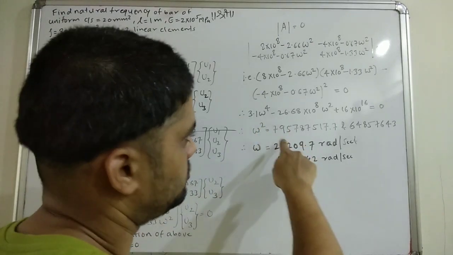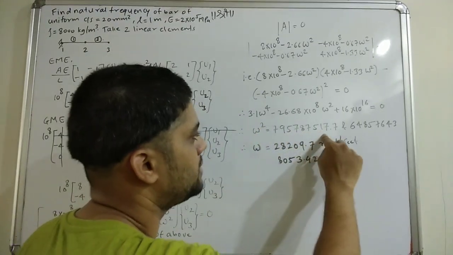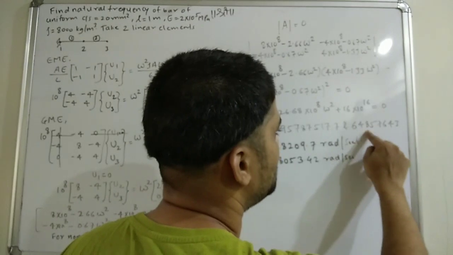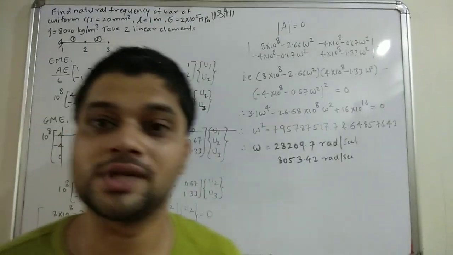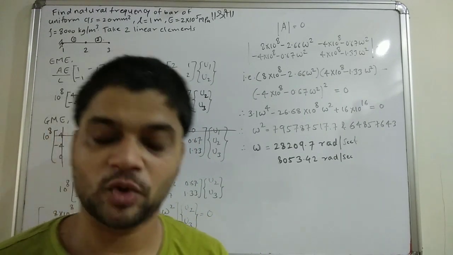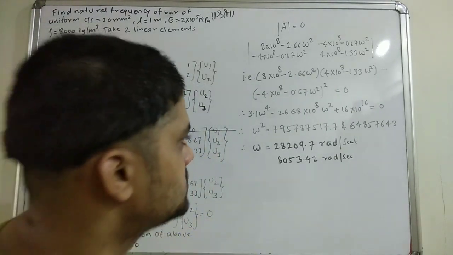Omega square is equal to 7957875117.7 and 64857643. Okay, so the answer is not complete over here. We need to find omega, which is natural frequency.